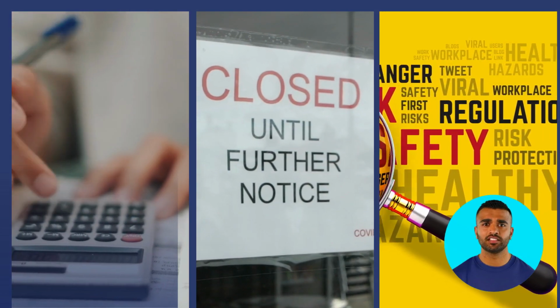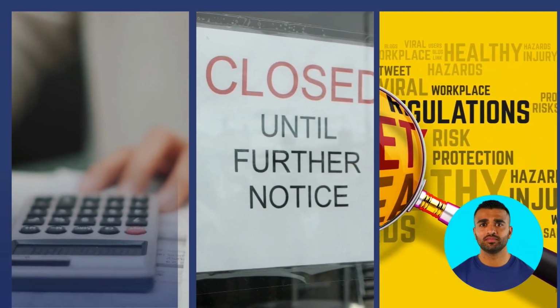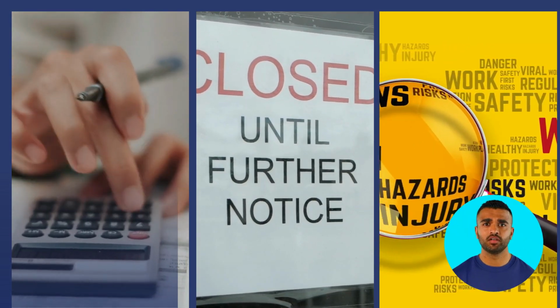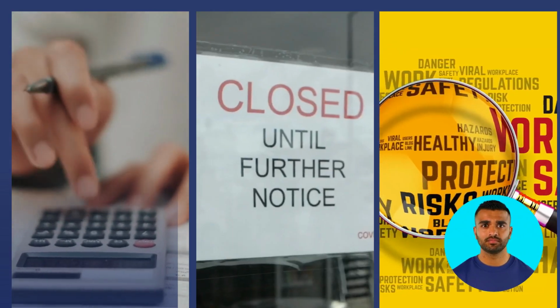Undue hardship arises when the accommodation would impose an excessive burden on the organization, whether that burden is financial, operational, or related to health and safety. Several factors determine whether an accommodation would result in undue hardship. Let's look at the most common ones.